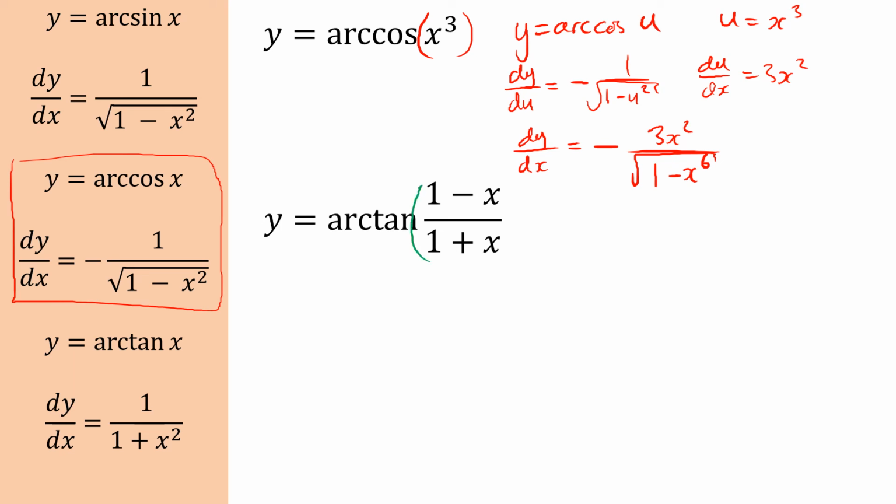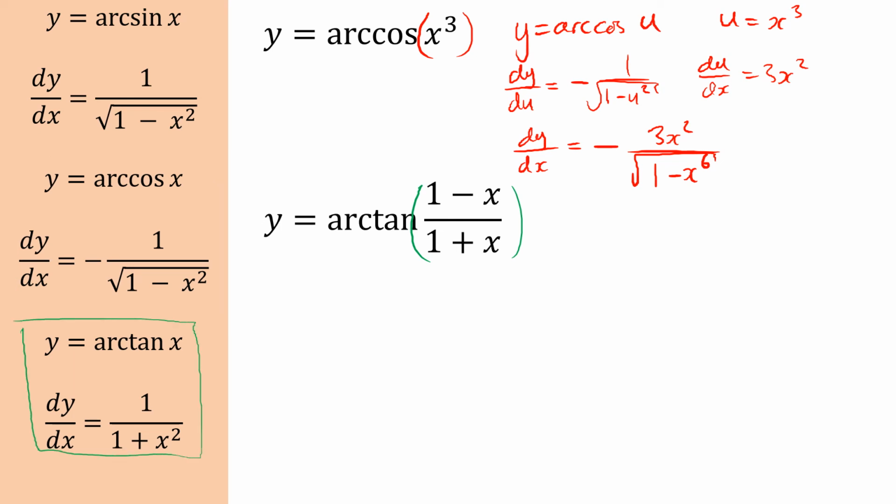We've got arctan of (1 minus x) over (1 plus x). So we know that arctan has this as its differential, but that's for arctan of x. So we need to use a chain rule here. We need to say y is arctan of u, and we need to say u is (1 minus x) over (1 plus x), and we want to differentiate them both. So we'll go dy/du is equal to 1 over 1 plus u squared. What about du/dx?